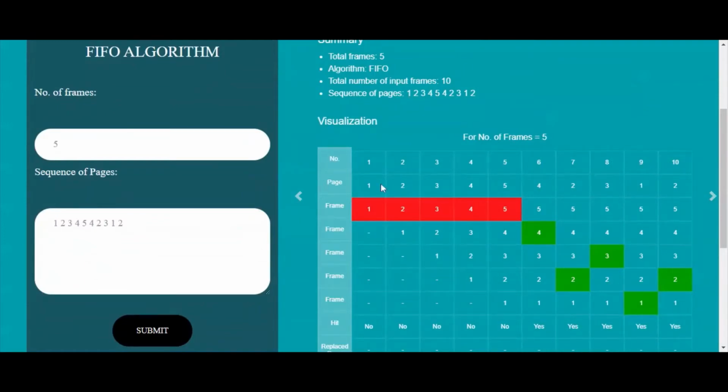So when first page 1 arrives, it has a space in the frame, so it is given. Then 2 arrives, then both are there in the stack. Then 3, then 4, and then 5. Now again, when page 4 arrives, there is a hit. Hit is true, which means that page is present in the frame already. So that is shown here with the green button. Then 2 arrives, it is also there. 3 is there, 1 is there, and 2 is there.